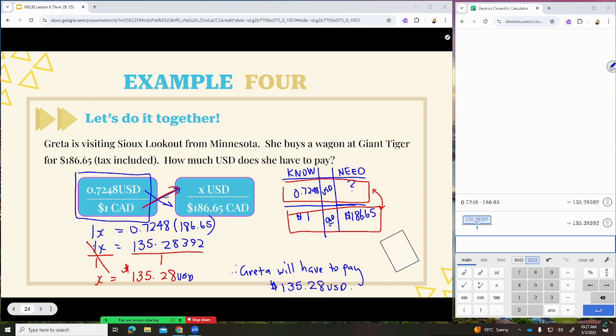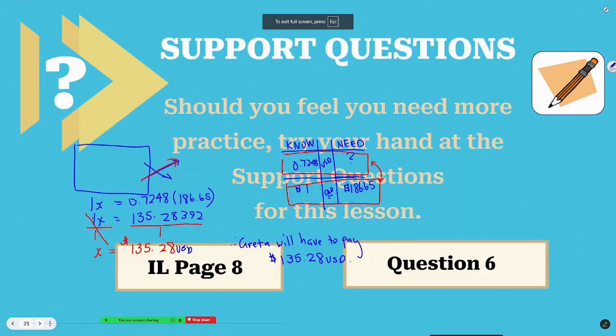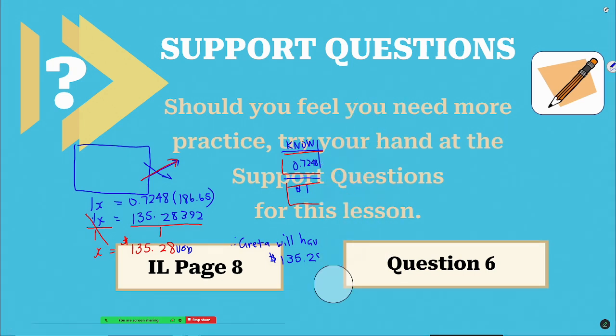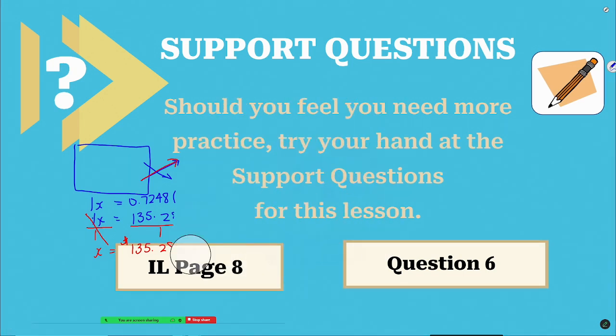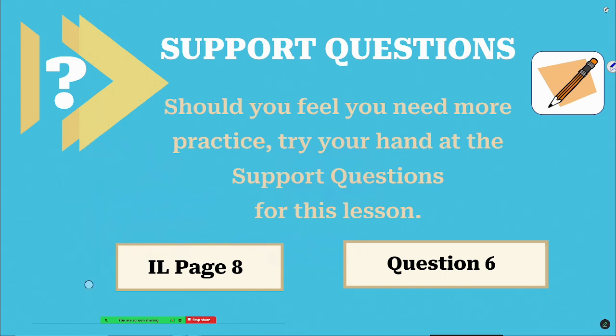So we're setting up these ratios to help us to convert. If you want more practice with that, please try your hand at the support question, which can be found on page 8 of Unit 2, and that is question 6 deals with it.